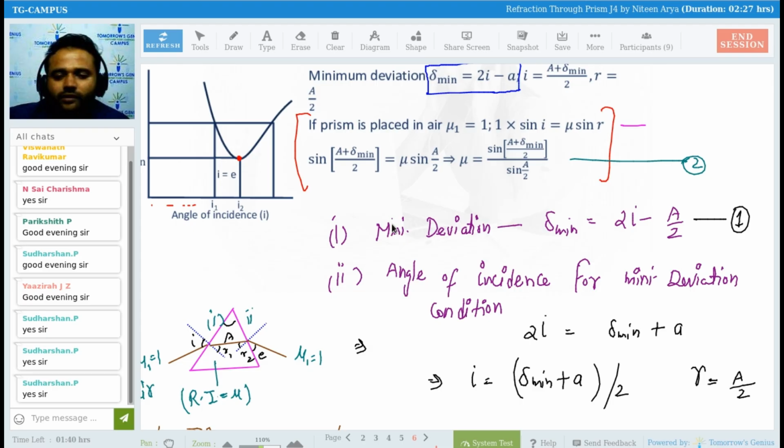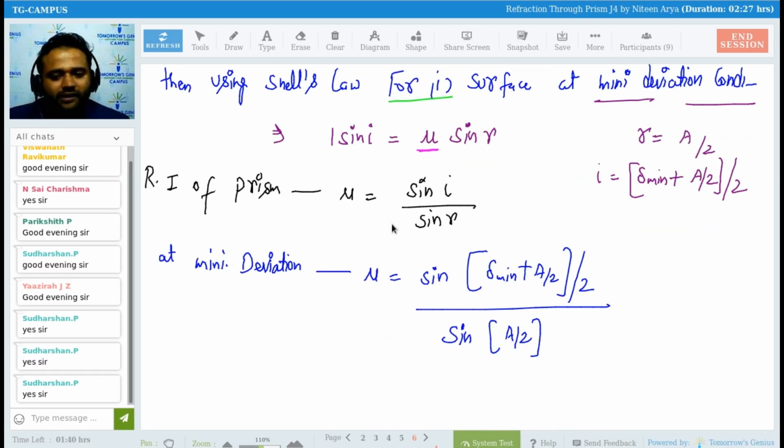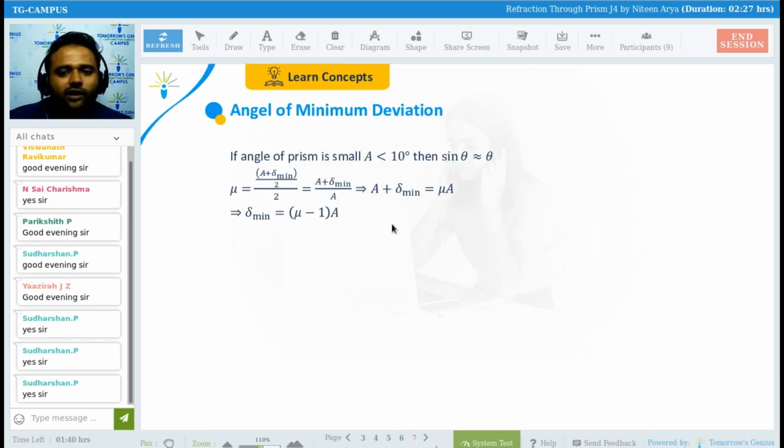Is this clear? Good. Now, whatever we have done till now, according to that, different properties we are going to find. So first is angle of minimum deviation. If angle of prism A is small, less than 10 degrees, we know there is a small angle approximation property.